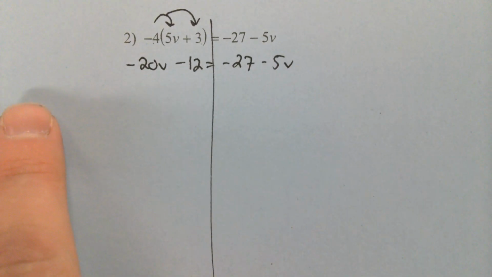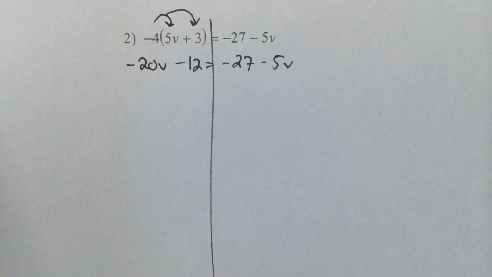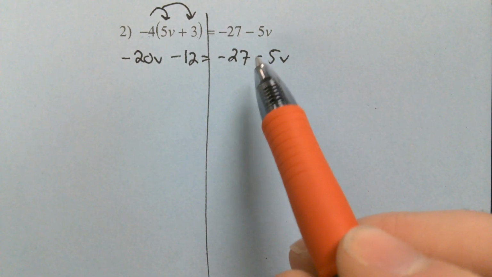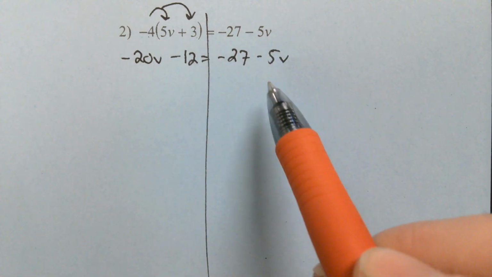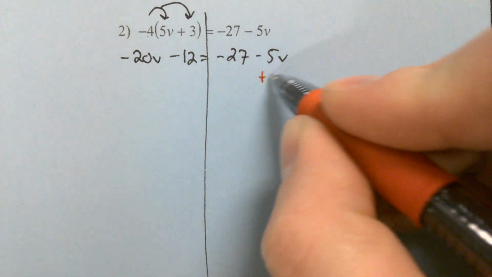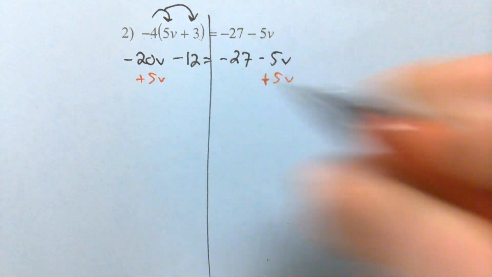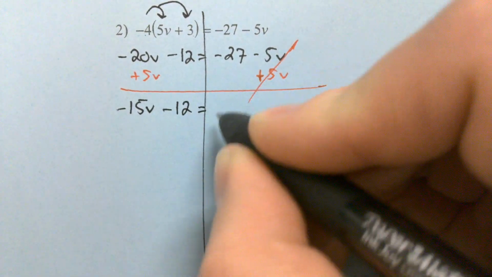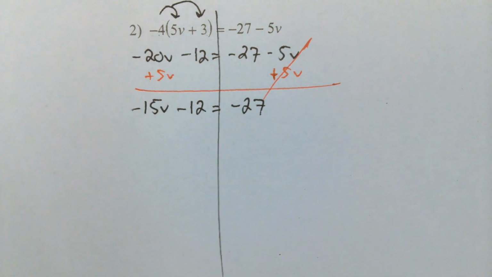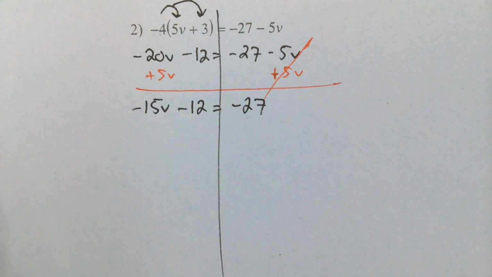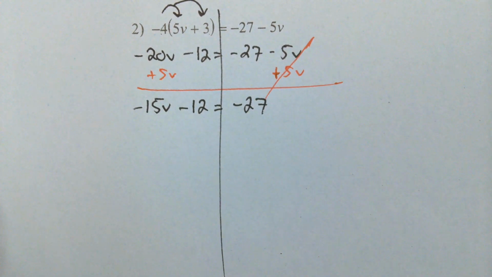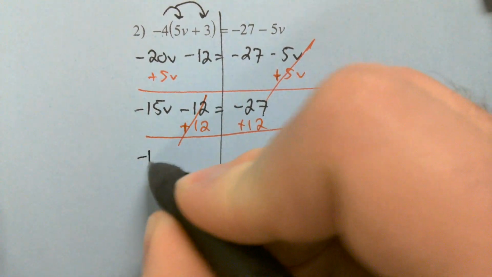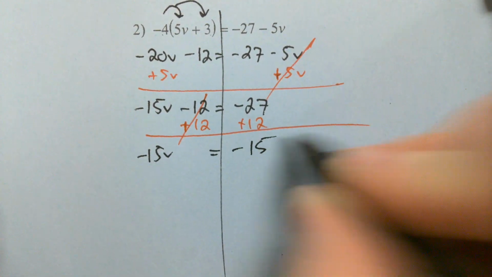All right, I've got a variable and a constant and a variable. What am I going to bring to the left? I'm going to take my 5v and bring it over here. What's the opposite of -5v? Plus 5v. I'm left with -15v minus 12 equals -27. What do I want to move now? The 12. What's the opposite of negative 12? Plus 12. I'm left with negative 15v equals negative 15.